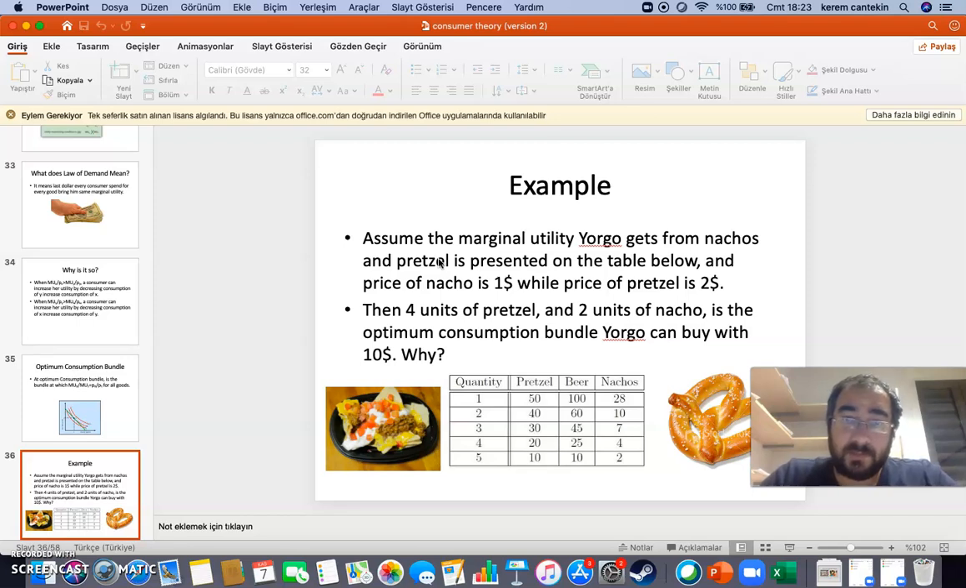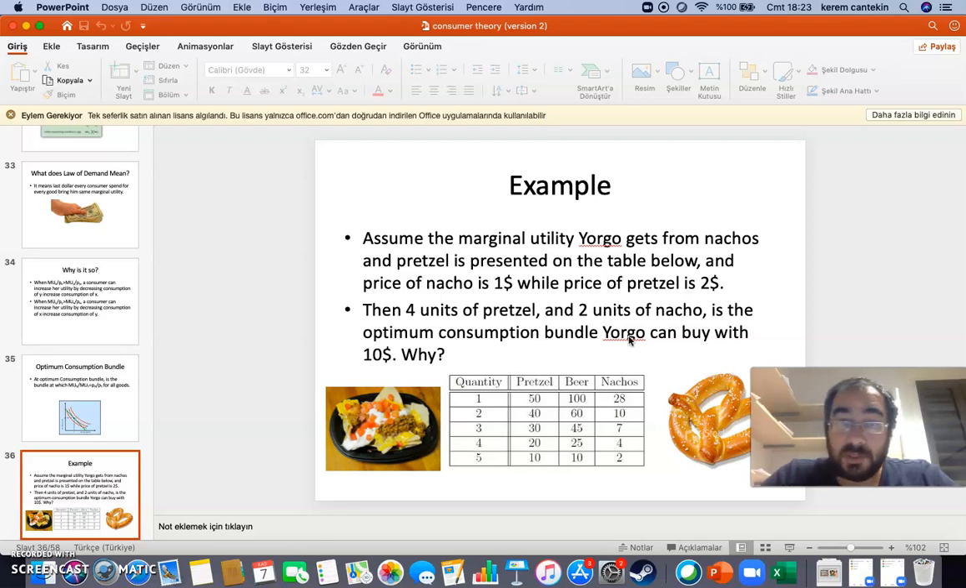Okay, so this is an example. If the price of pretzel is $2 and the price of nacho is $1, then 4 units of pretzel and 2 units of nacho is the optimal consumption bundle. How can I test this? I can test this in two ways. Well, first I need to know whether it is possible for Yorgo to buy this consumption bundle. Pretzel was $2, 4 times 2 is 8, 2 times 1 is 2, 8 plus 2 is 10. So Yorgo can buy this.